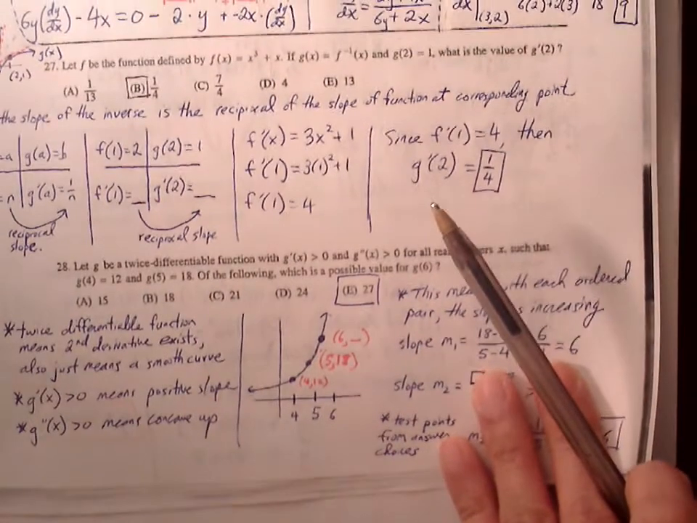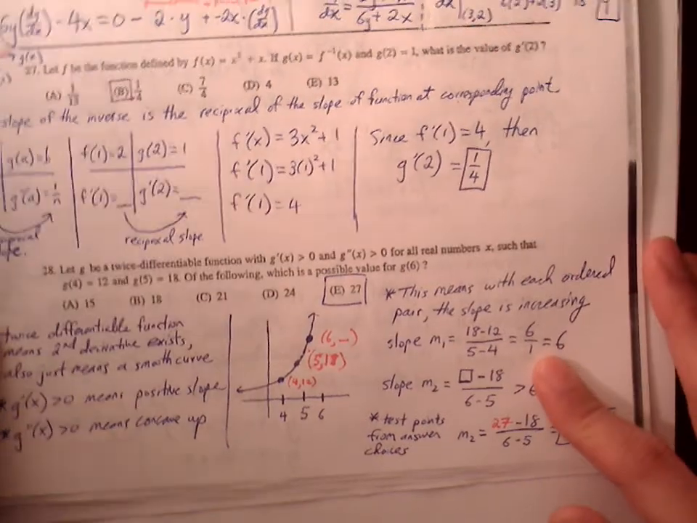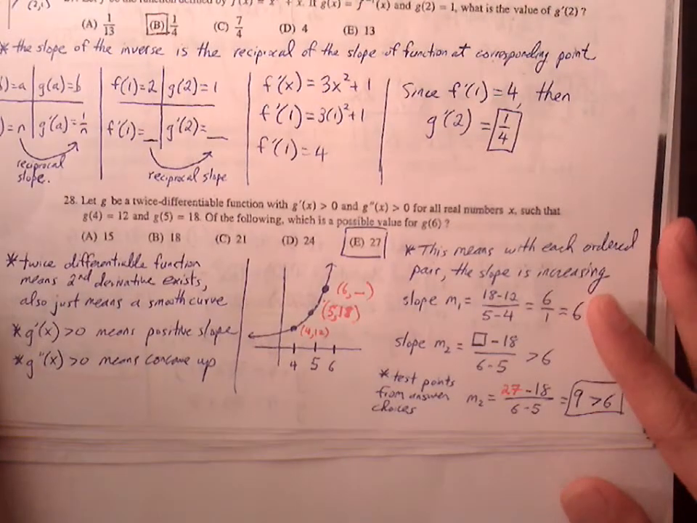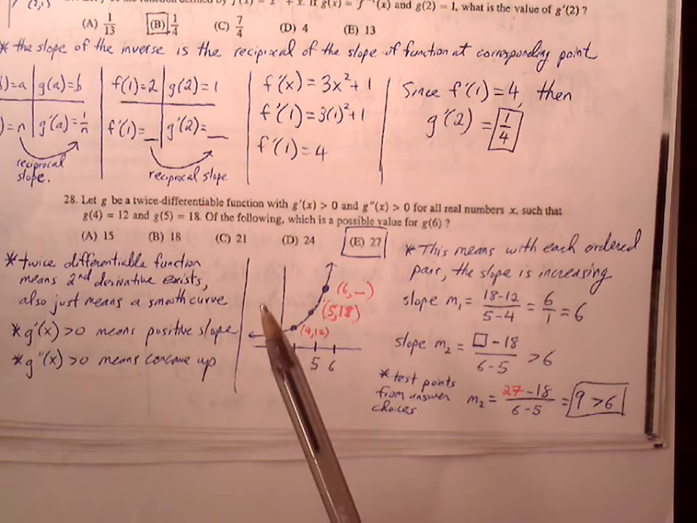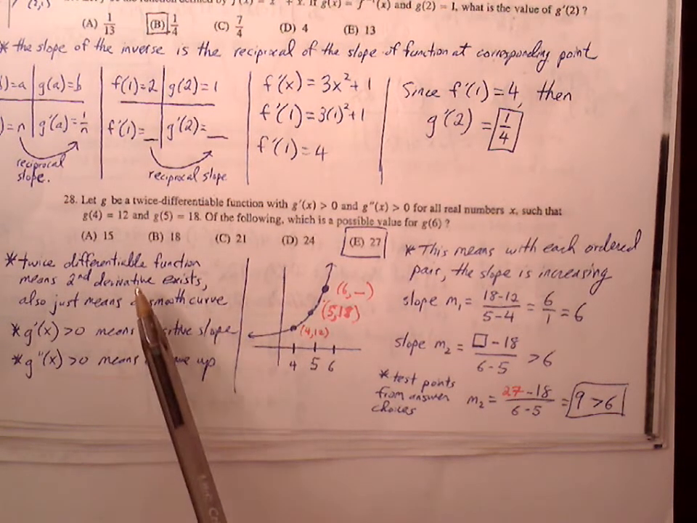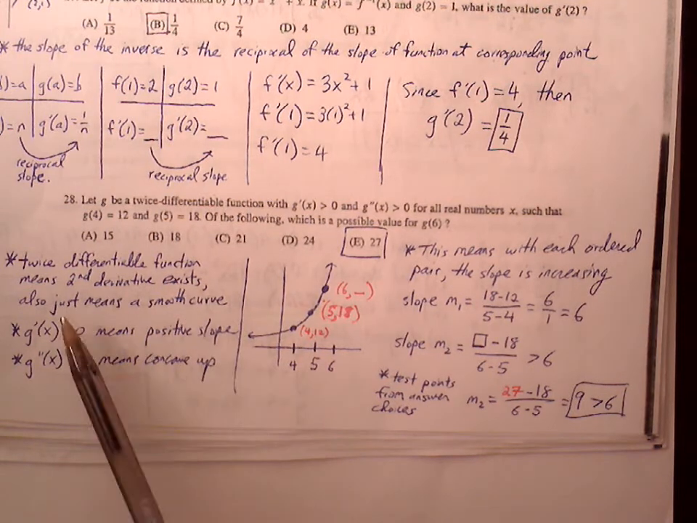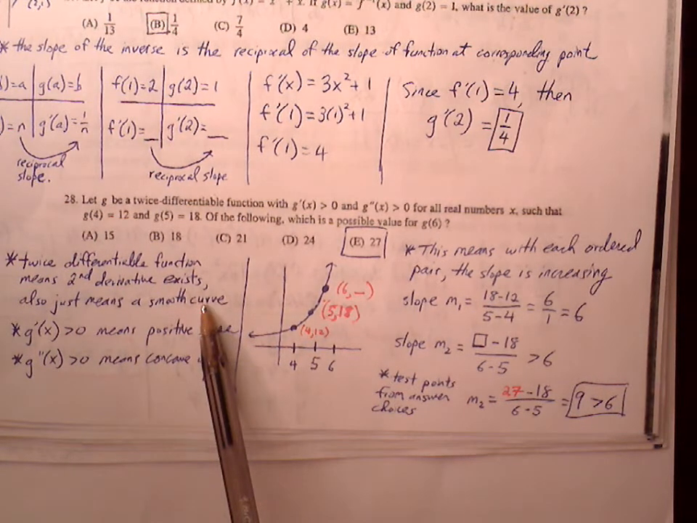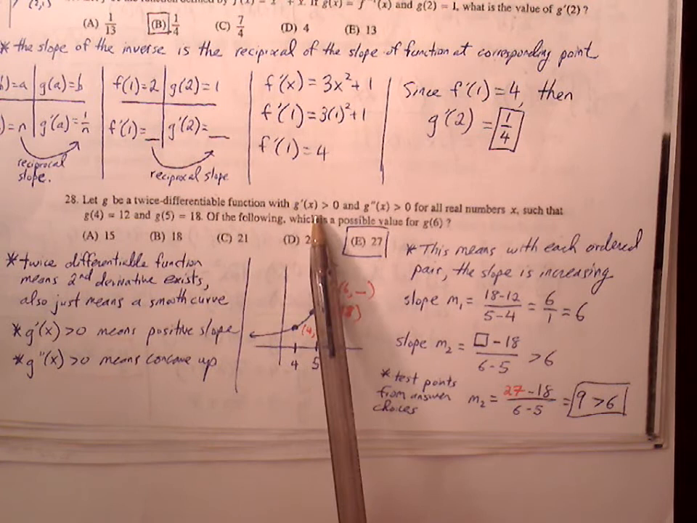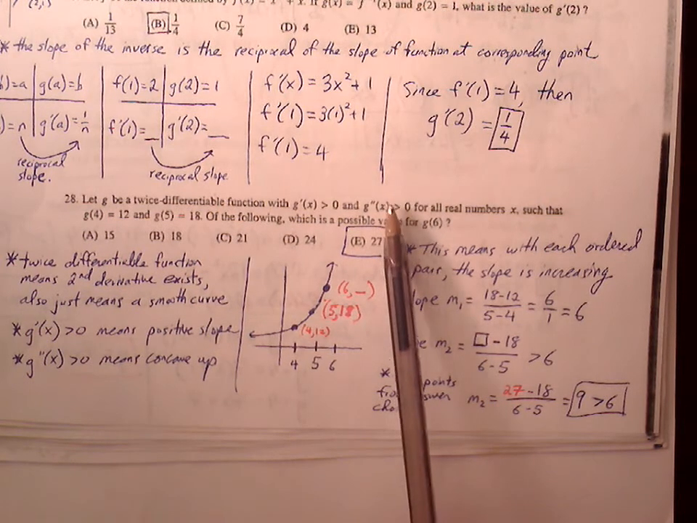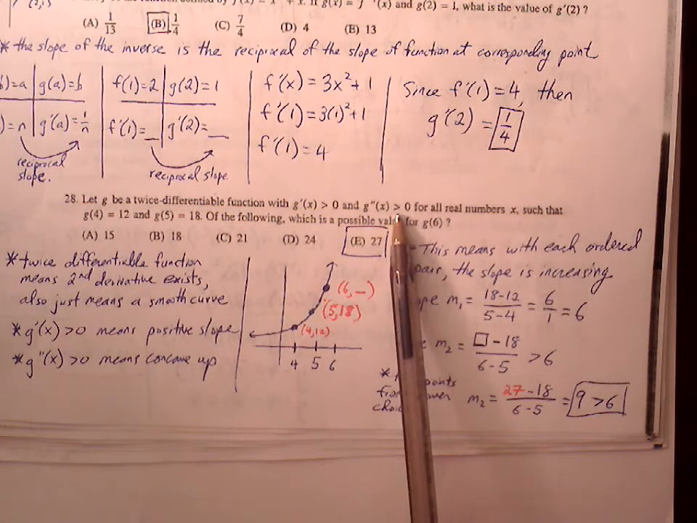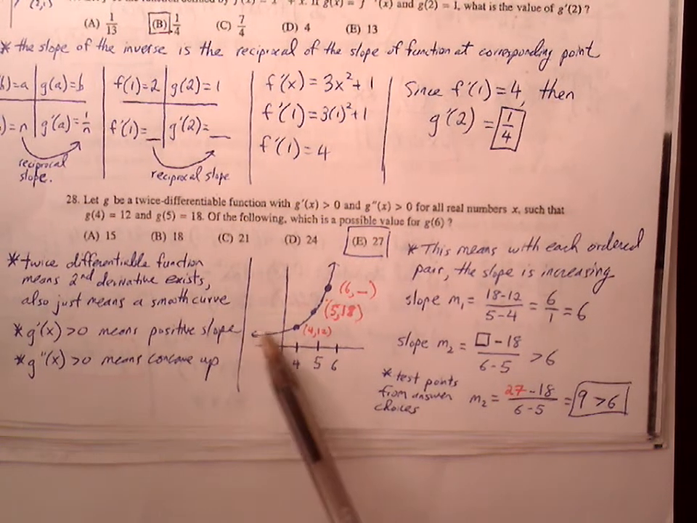Okay, last question on the non-calculator portion, 28. Let g be a twice differentiable function. Twice differentiable just means that the second derivative exists, which visually just means that it's a smooth curve. g prime is greater than 0, so that indicates that we have a positive slope for the graph. g double prime is greater than 0, which means the second derivative is positive, which means this graph is concave up. So maybe a portion of the graph that looks like this.